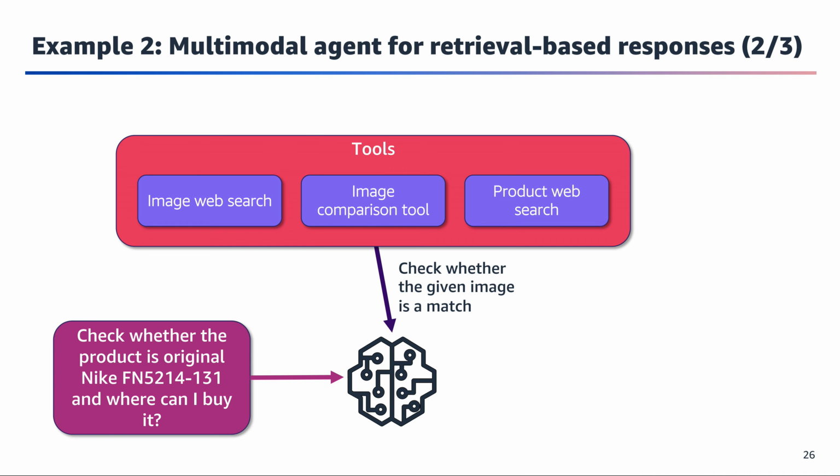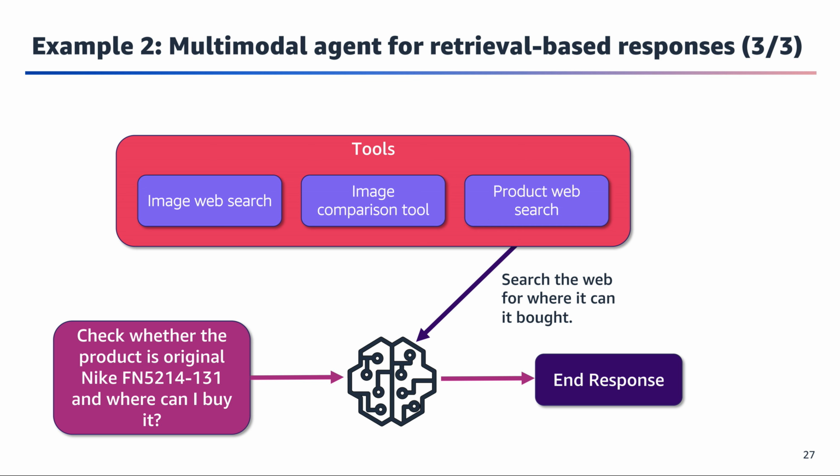In this second slide, we see the next step of our product verification process. After retrieving images of the original product through web search, the system now utilizes the image comparison tool to check if the given image matches authentic product images. This is a crucial step in determining product authenticity, as it allows the system to analyze and compare specific details and characteristics of the Nike FN5214131 model against verified authentic images. The comparison tool works in conjunction with the initial web search results to provide a more comprehensive authentication analysis.